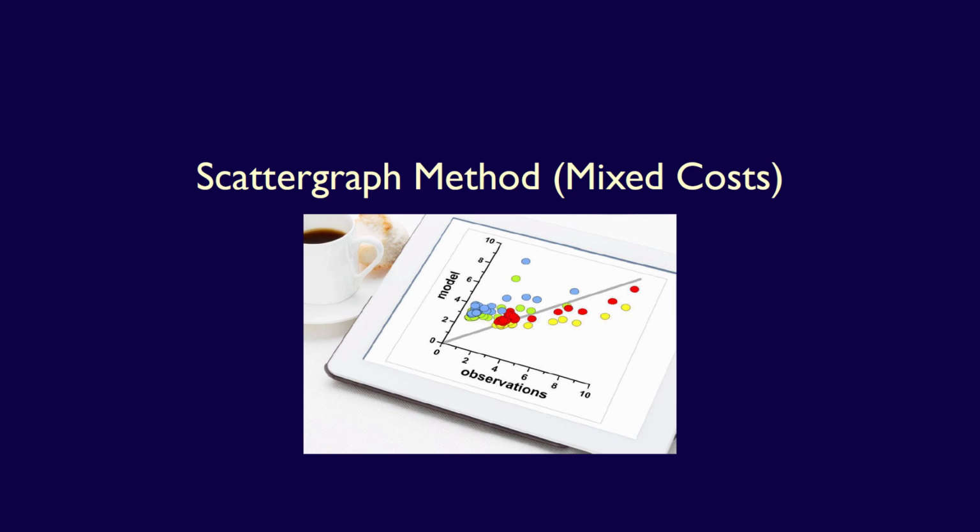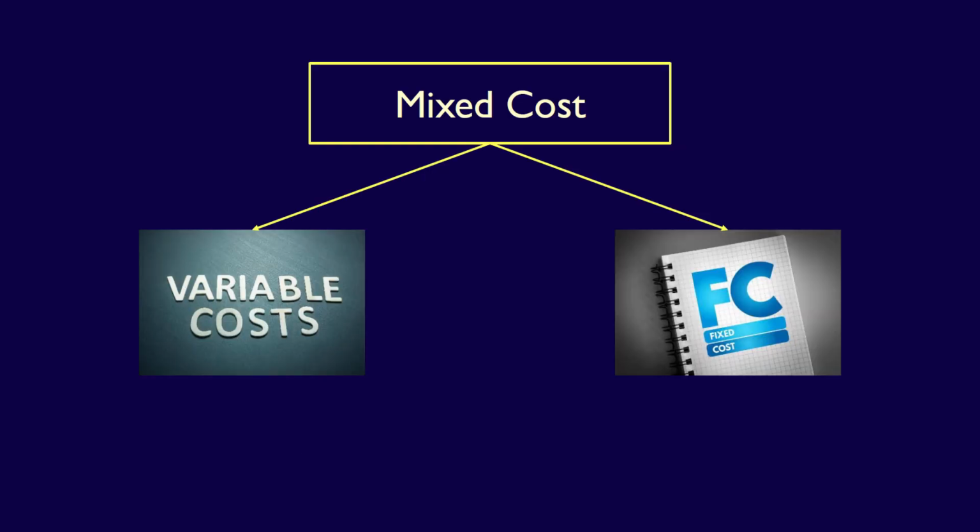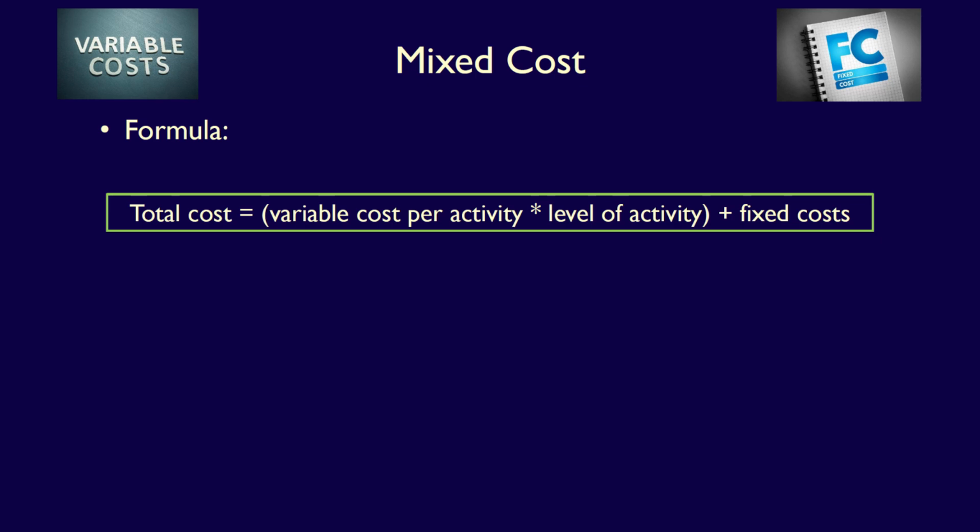In this video, we'll be discussing the Scattergraph method of classifying a mixed cost into its variable and fixed components. Remember that a mixed cost, sometimes called a semi-variable cost, is a cost which has both a variable cost component and a fixed cost component. The formula for a mixed cost is as follows.